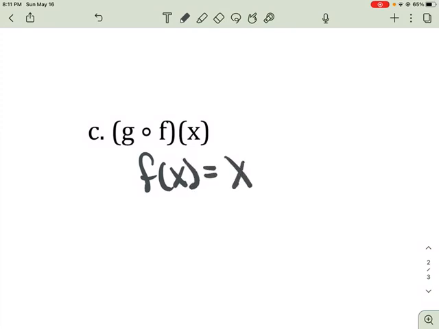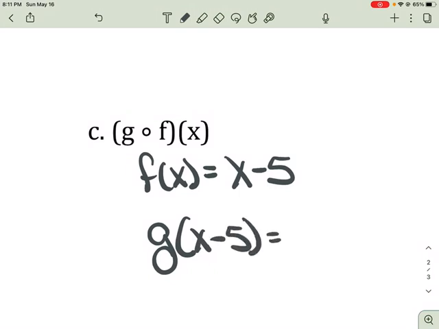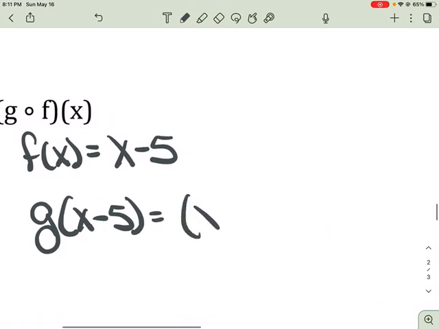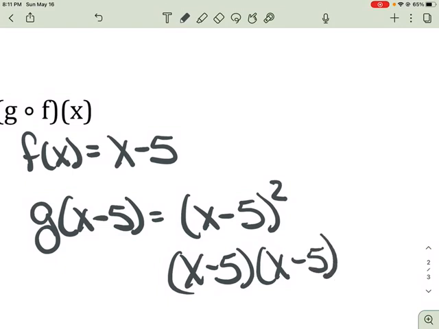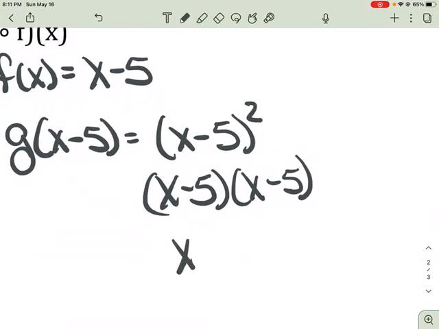Well, f of x is x minus 5. So we need to find g of x minus 5. And I think g was x squared. I believe we did this problem. 5 times x minus 5. I don't know why I have the same problem twice.